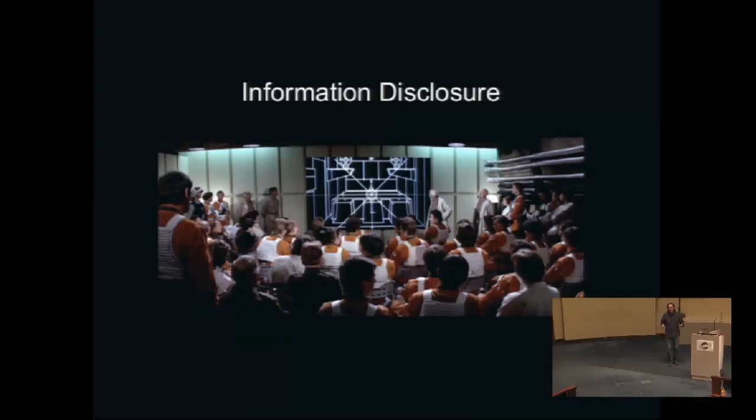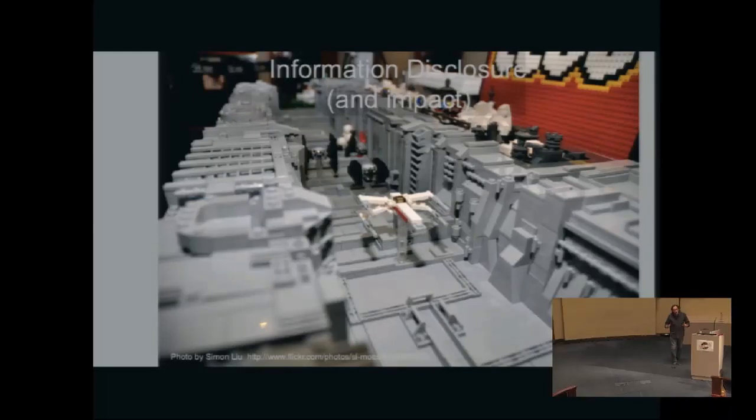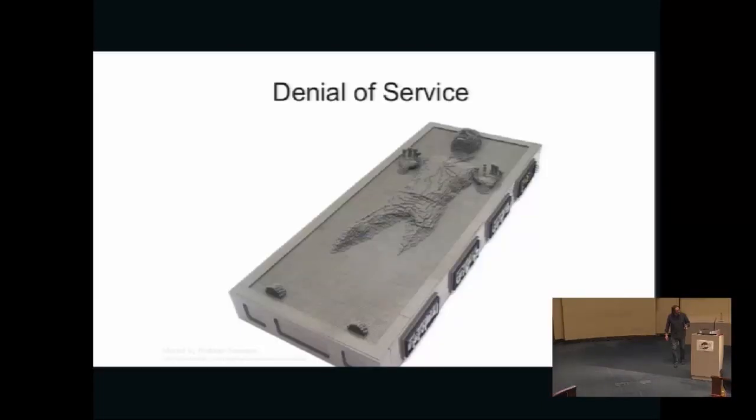From the very opening scenes, where we see Princess Leia's ship being pursued, through to the climactic battle at the end, Star Wars is all about information disclosure and its consequences. I urge you to go rewatch the movie in that light. I think you'll enjoy it a lot. So the I in STRIDE stands for information disclosure.